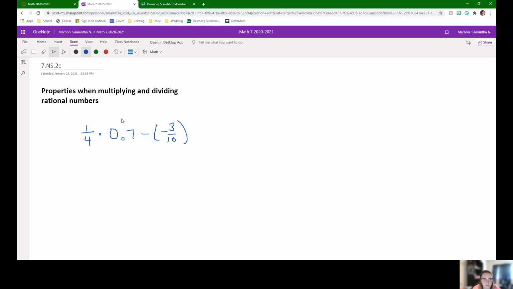Again, it's just properties when multiplying and dividing. Sometimes you'll see some distributive property in there, but you can still type it right on your calculator. So please make sure you are using this calculator when working with this standard.